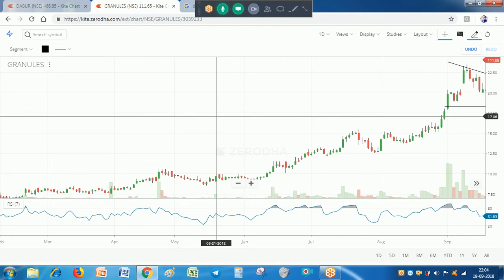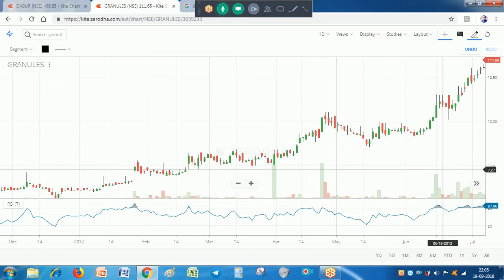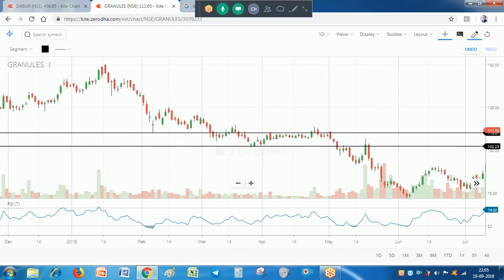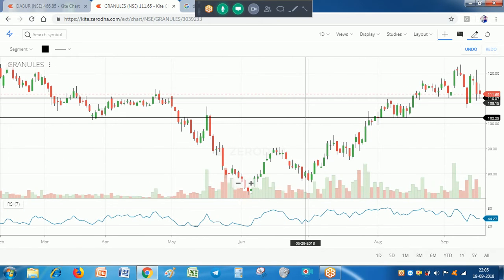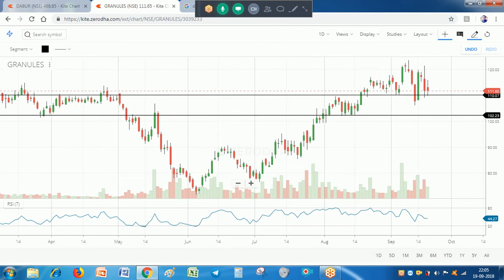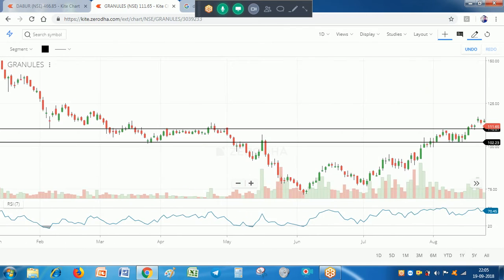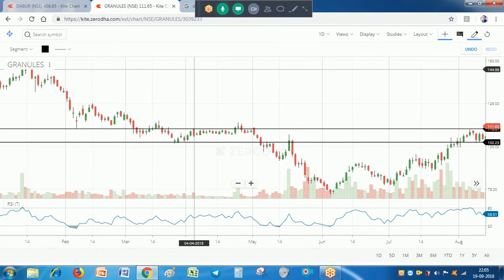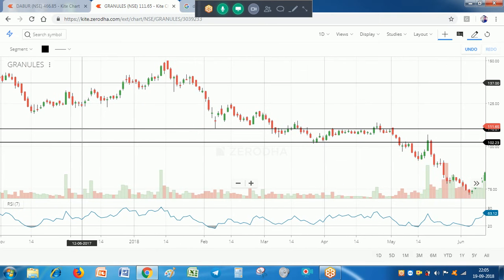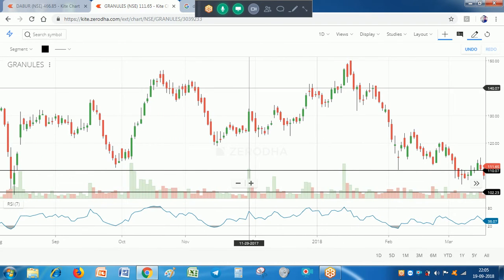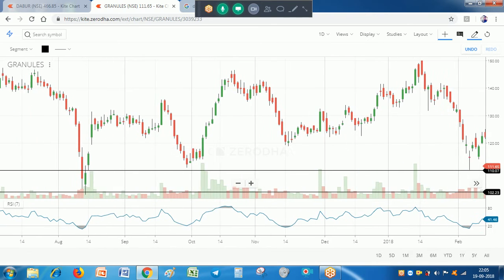Okay, so now let us try to find some more. Let us start from the latest level and go back. In this condition we need to find almost equal lows with decreasing highs.